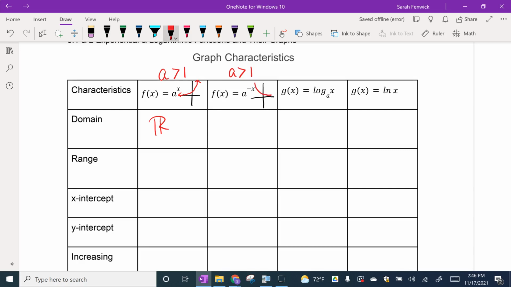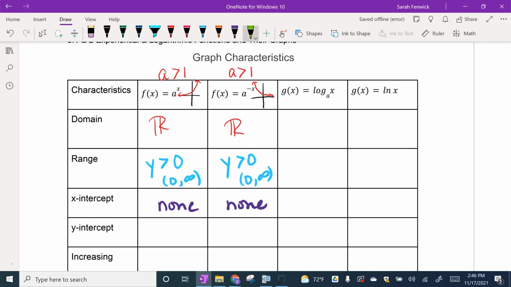A to the negative x was just reflected over the y-axis. It still goes left and right forever. Both of these, for the range, unless there's a change to it, a transformation, sit above the x-axis. So that means their y values are greater than 0. You could also do this as 0 to infinity with parentheses. My x-intercept doesn't cross the x-axis unless there's a transformation, so none.